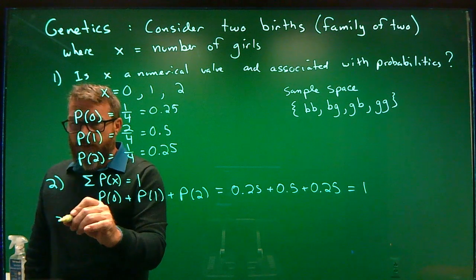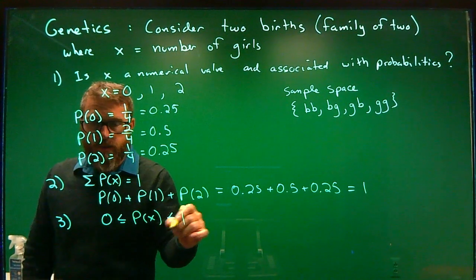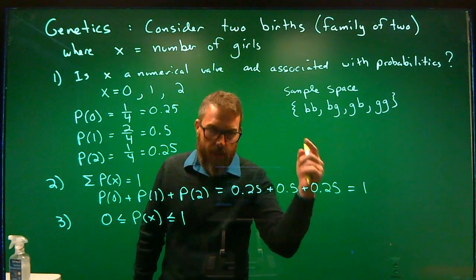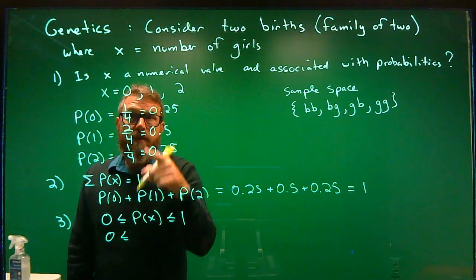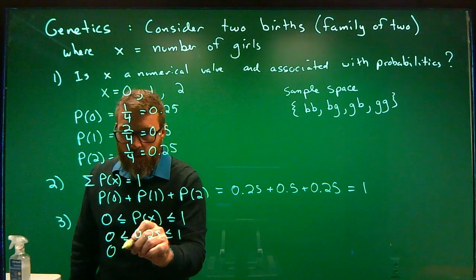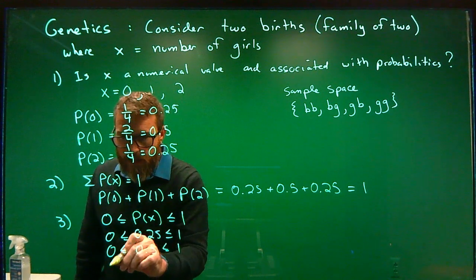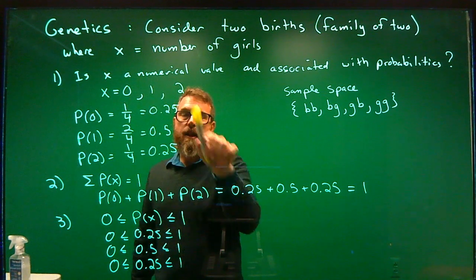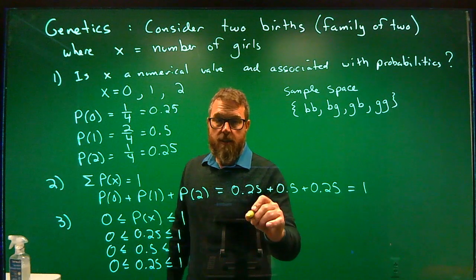And then for the third, we have to verify that 0 is less than or equal to P of x, which is less than or equal to 1. I'll show it for this example, and then we'll just point at the 3 probabilities. Every single one: 0 is less than or equal to 0.25, which is less than or equal to 1, which is true. 0 is less than or equal to 0.5, which is less than or equal to 1, and 0 is less than or equal to 0.25, which is less than or equal to 1. Remember, these are probabilities, so they should be bounded between 0 and 1 inclusive. So again, yes, this is a probability distribution.